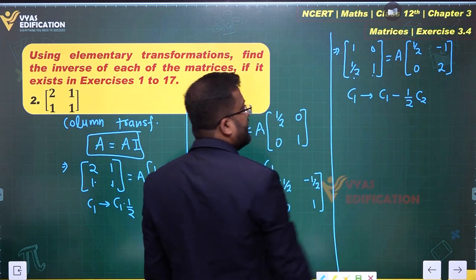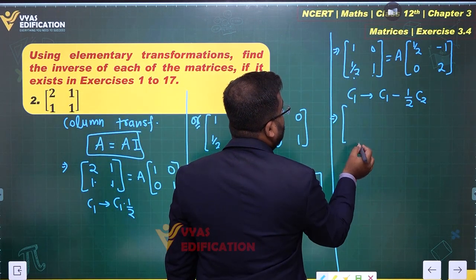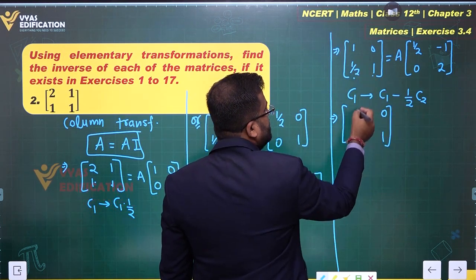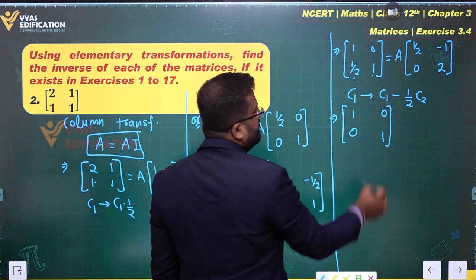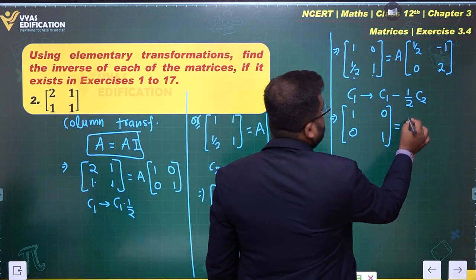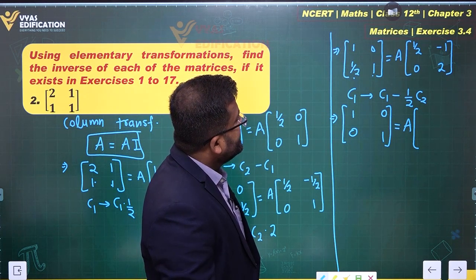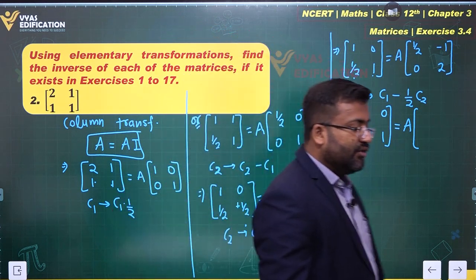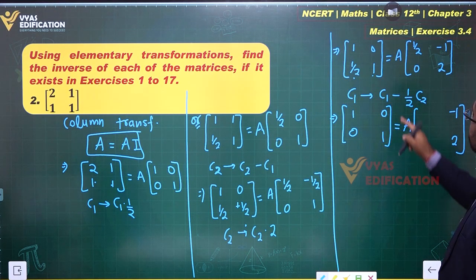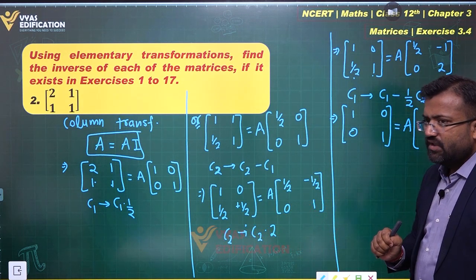Half times this will be subtracted from here, and therefore C1 is replaced, C2 remains as it is. What will C1 become? C1 minus half. Oh, this is 1 only, and this now will become 0, right? Half minus half times 1 would be equal to 0. This is equal to A times this matrix. What is this matrix equal to? C1 is now different. C2 remains as it is. So let's write C2 first. C2 is minus 1, 2.